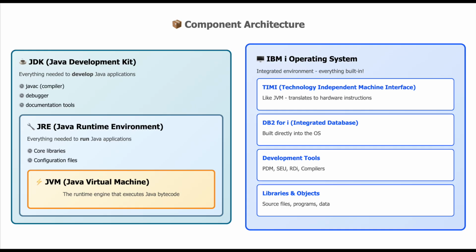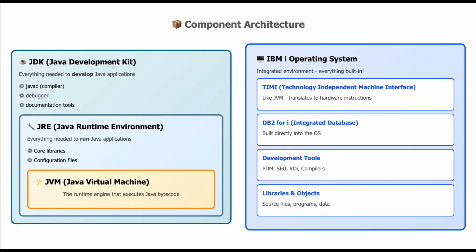So that has the compiler, debugger. IBM i, the operating system is all built in. Everything's integrated. You have the TIMI, Technology Independent Machine Interface, and that acts like the JVM in that it translates the bytecode into the hardware instructions. And we have DB2 for i, which is a database that's built directly into the operating system, where with Java you're going to have to get a third-party database and connect that to your Java applications.